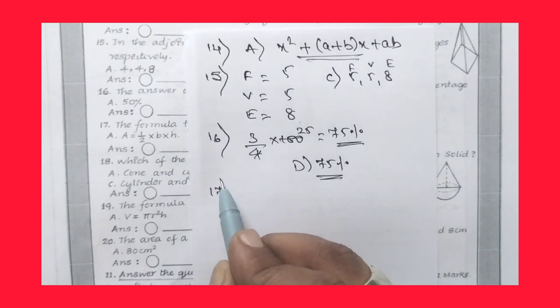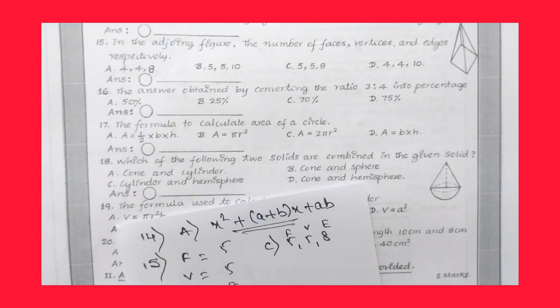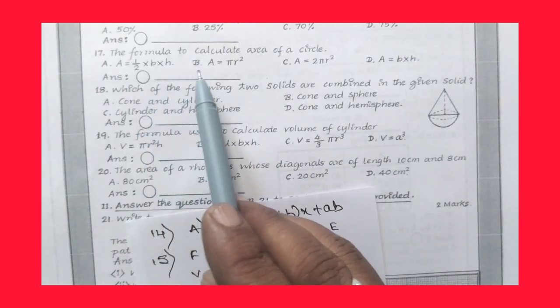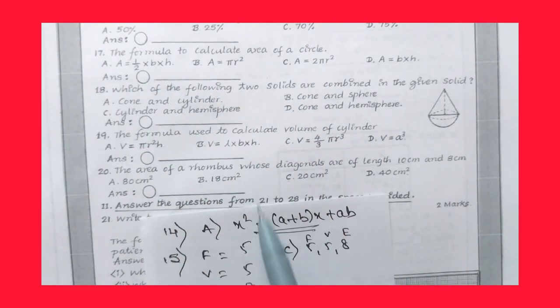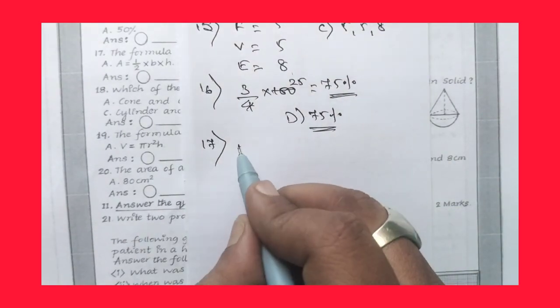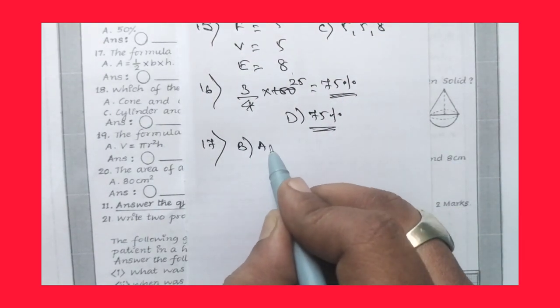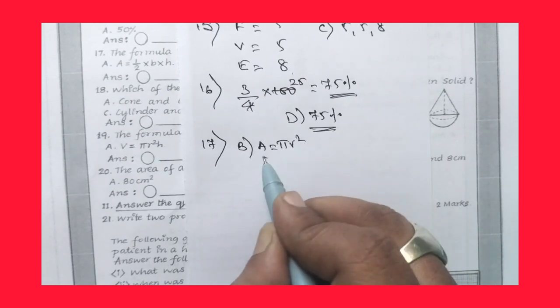Now let us move to the 17th question. The 17th question is the formula to calculate the area of a circle. Option B: area is equal to pi r square.